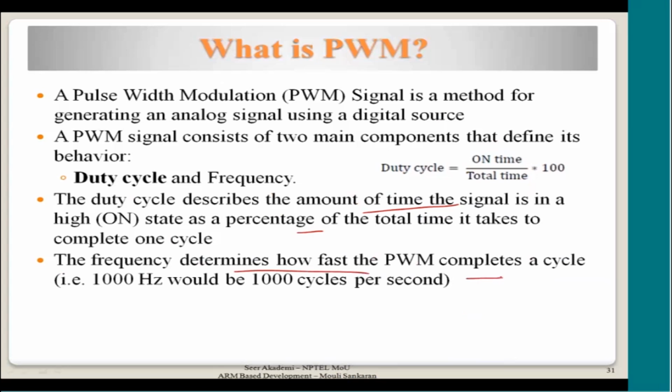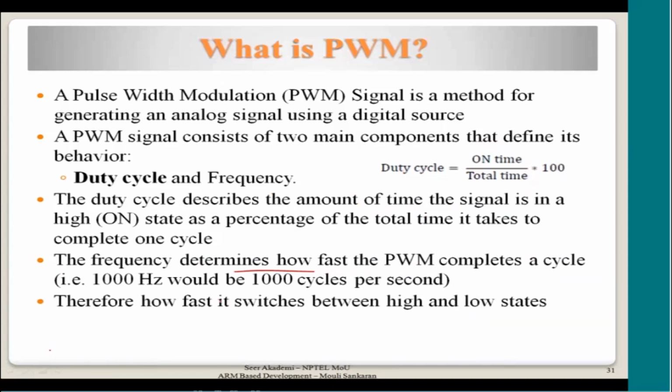So pulse width modulation is a way to generate an analog signal. You change the duty cycle and the frequency of the signal, and that is what is called pulse width modulation. The PWM is one of the peripherals that could be part of the system, and it determines how fast it switches between the high and low state.